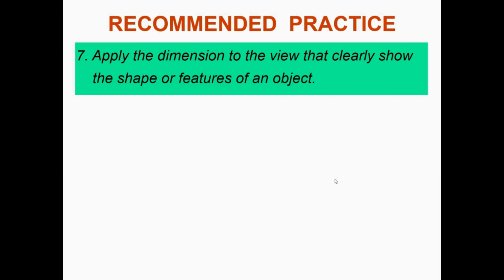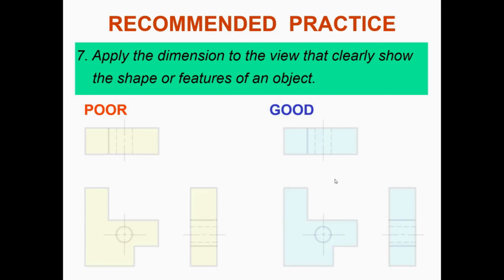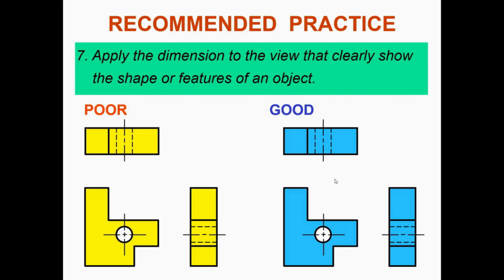Apply the dimension to the view that clearly shows the shape or features of an object. So that is a poor presentation. Make sure that you apply the dimension to the view that clearly shows the shape or feature of an object. So that is very wrong, the yellow one. The good way is what you see on your screen on the right hand side.